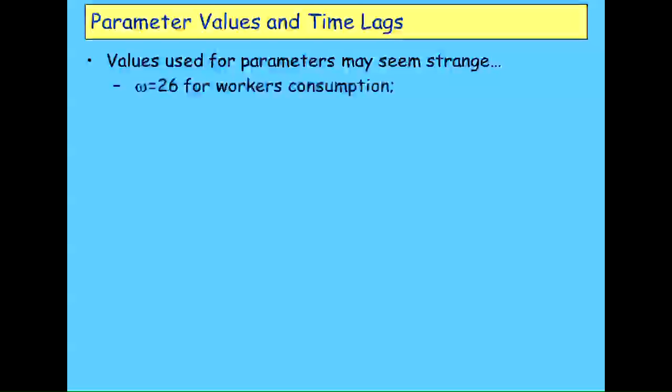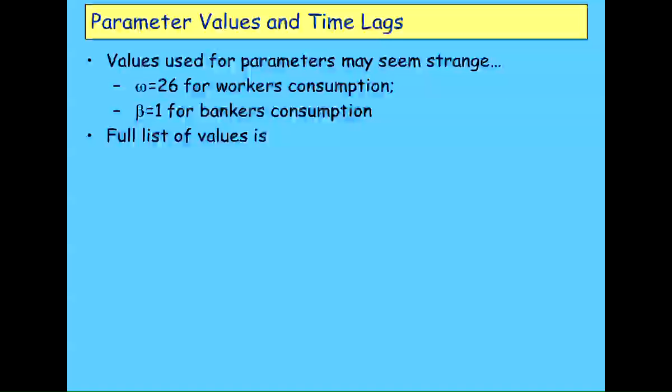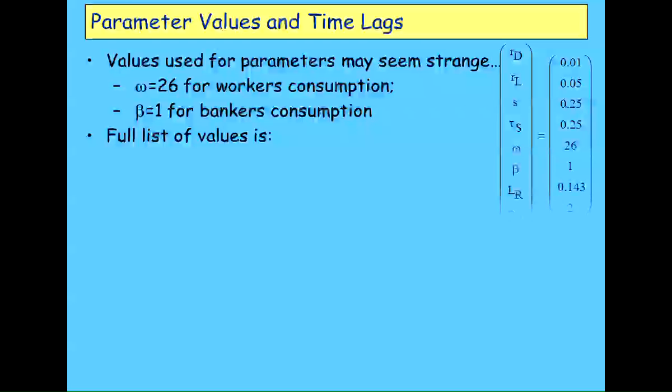For example, for the value I used for workers' consumption rate, the value omega, I set equal to 26. And I used beta for bankers and made that a value of 1. And the full list of values is this lot. So I've got interest rate for deposits at 1%, interest rate for loans at 5%, capital share of output at 25%, the time lag in production being 3 months or 1/4 of a year. 26 for workers is the value of the consumption parameter, 1 for bankers. Loan repayment I've set as 1/7, and the recirculation of funds I set at 2. Now, interest rates are fairly obvious.